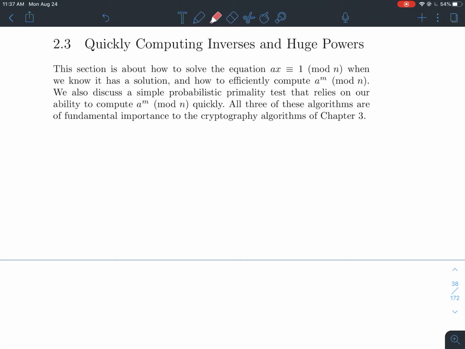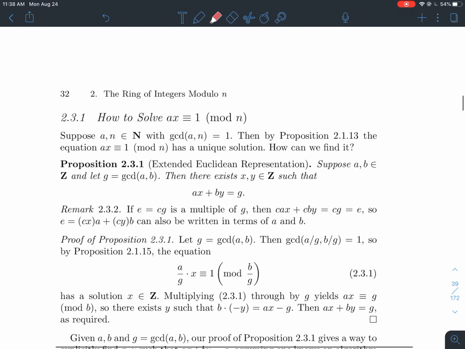So recall that to talk about the inverse of an integer, say mod n, we're trying to solve this congruence: a times x is congruent to 1 mod n. Now remember what that says is that a and x are inverses of each other mod n, since they multiply to 1 when you reduce mod n. And we want to know how do we compute that? So how do we solve this congruence quickly, say by hand?